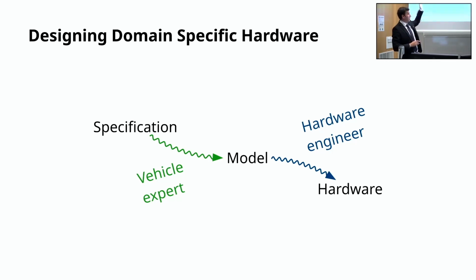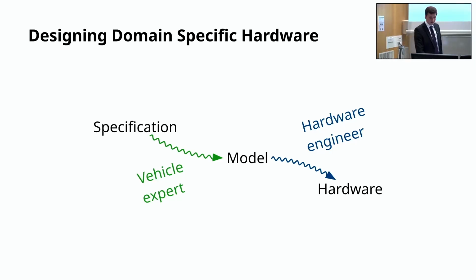The problem with that is if the vehicle expert does their model development, only then can the hardware engineer start. So we sequentialize the process, and if the vehicle expert realizes that something needs to change in the model or the specification changes, perhaps we develop a new vehicle or we want to run this on many vehicles, the hardware engineer has to redo a large chunk of their work.